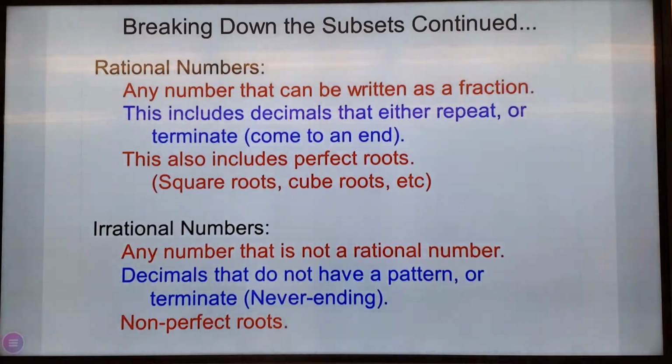These are decimals that do not stop or have a pattern. Where rational numbers either stop or they have a pattern, one or the other, this negates both of those. It cannot stop, and it cannot have a pattern. And the bottom thing there, these are non-perfect roots. So something like the square root of 5, the cube root of 9. Okay, those are non-perfect roots.